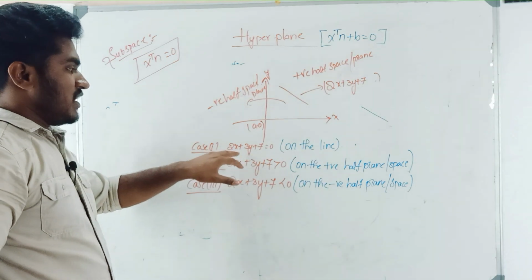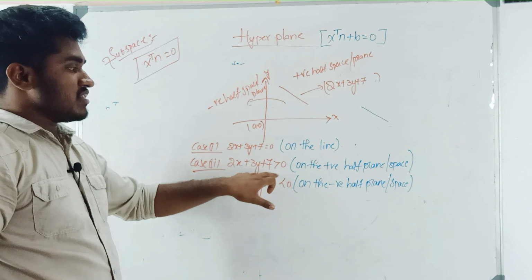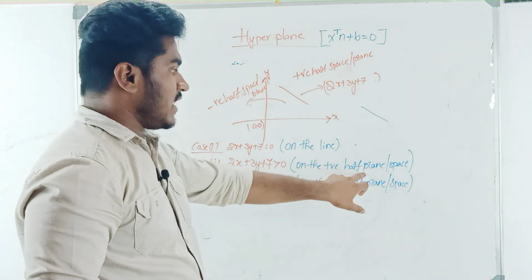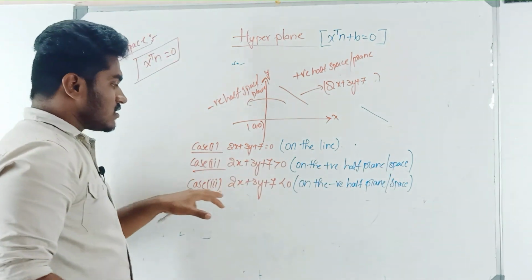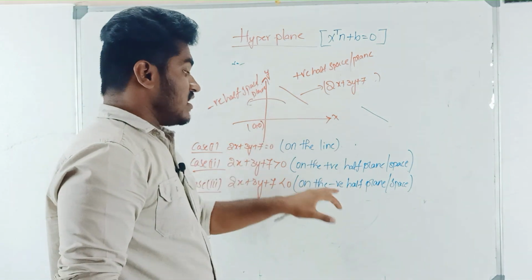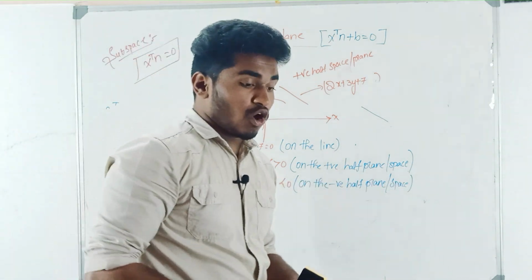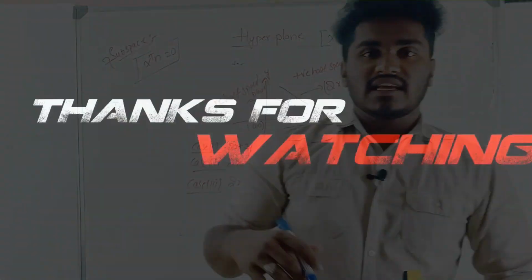See here, if it is equal to 0, it's on the line. If it is greater than 0, it is in the positive half plane or the positive half space. Okay, if it is less than 0, it is in the negative half plane or space. Hope you people have got it.